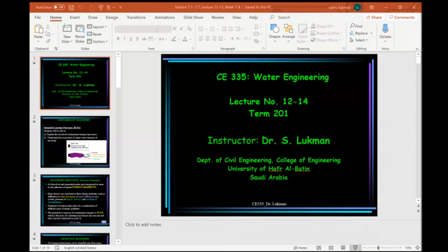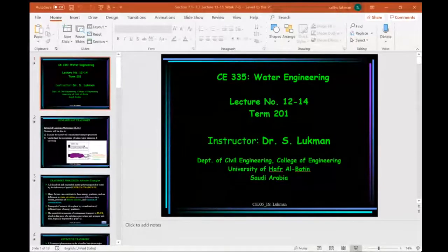So we are back. Now we'll move to the next chapter, which is Contaminant Transport, chapter 7. The intended learning outcomes: students at the end of this chapter will be able to explain the dissolved contaminant transport processes and understand the occurrence of saline water intrusion and upconing.